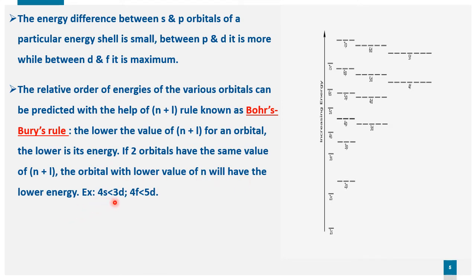The best example is between 4s and 3d. Now, this is the n value, this is the l value. s means l value 0. So, 4 plus 0, it is 4.